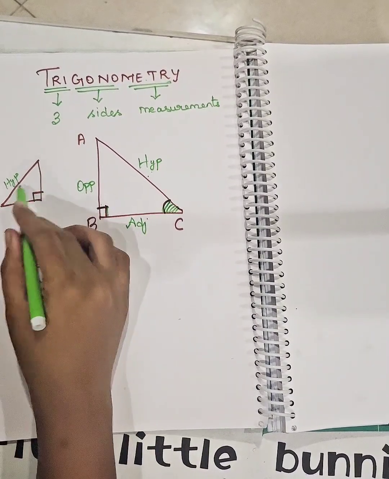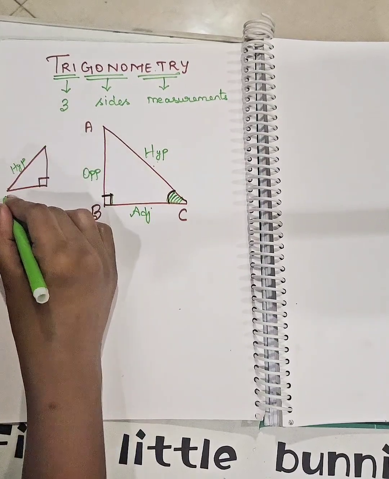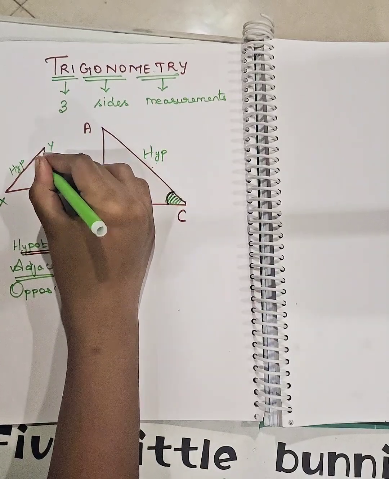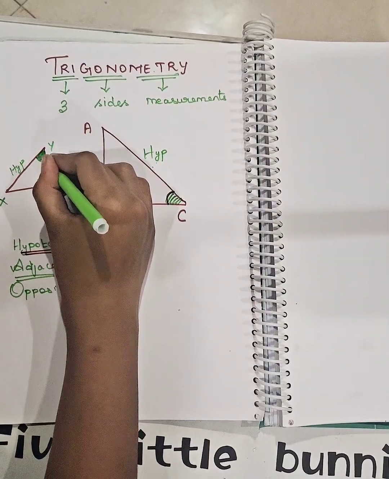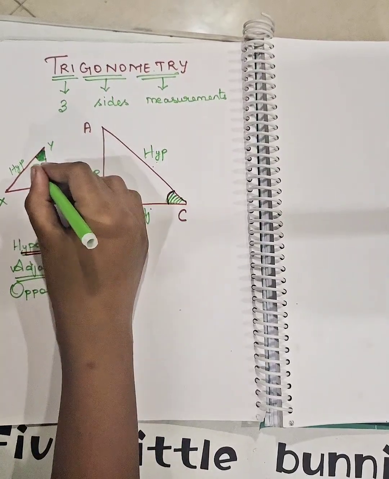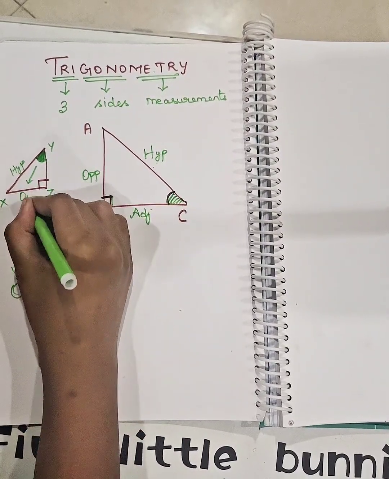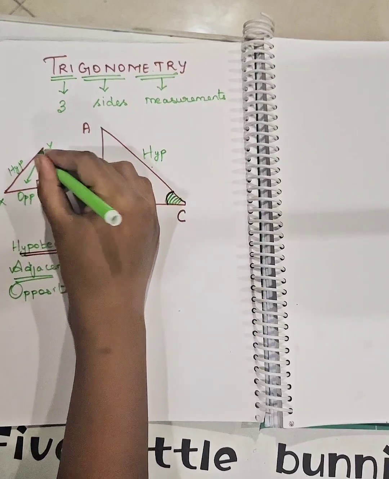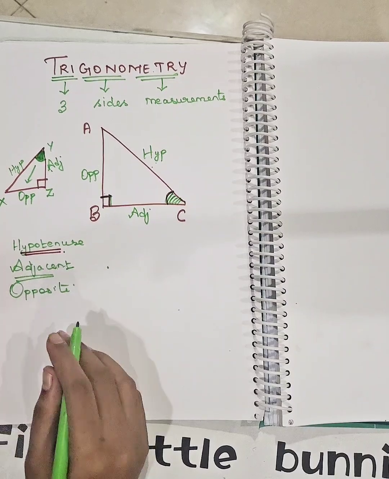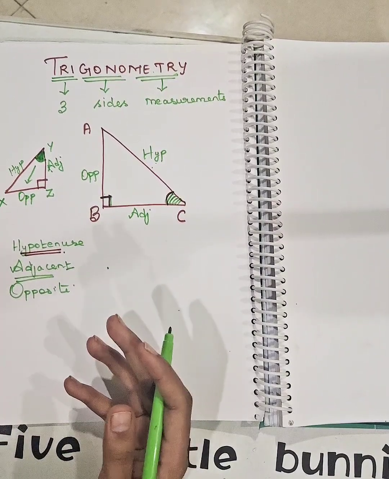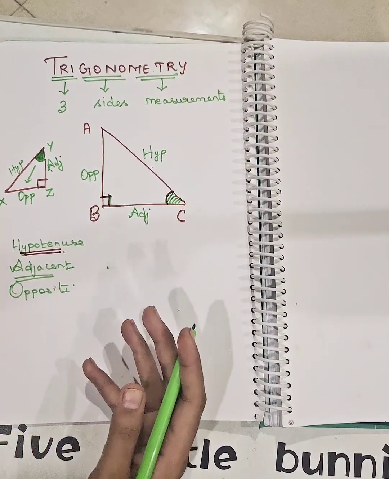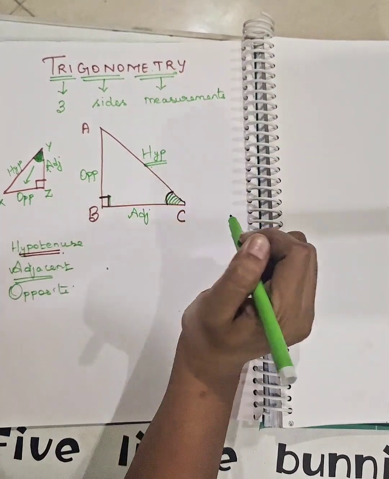Whereas here, for this small triangle, let me name this triangle as XYZ. If Y is the angle marked, the given angle, then for Y, which is the opposite and which is the adjacent side? Exactly opposite to Y is called the opposite side, and next to Y is the adjacent side. Hope you can understand, students. So for each and every different triangle and different angle, the opposite and adjacent change. But the constant one is the hypotenuse side.